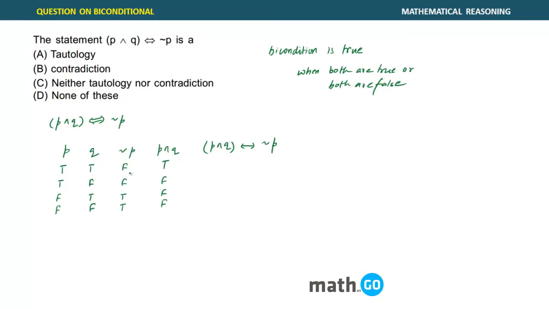So what you can see here, it is false, it is true, false. Here it is false and false. So this will be true, true, false, false, true, false, false. So is it a tautology? No, it is not a tautology. Is it a contradiction? No, it is not a contradiction. So I will say neither tautology nor contradiction is the answer.